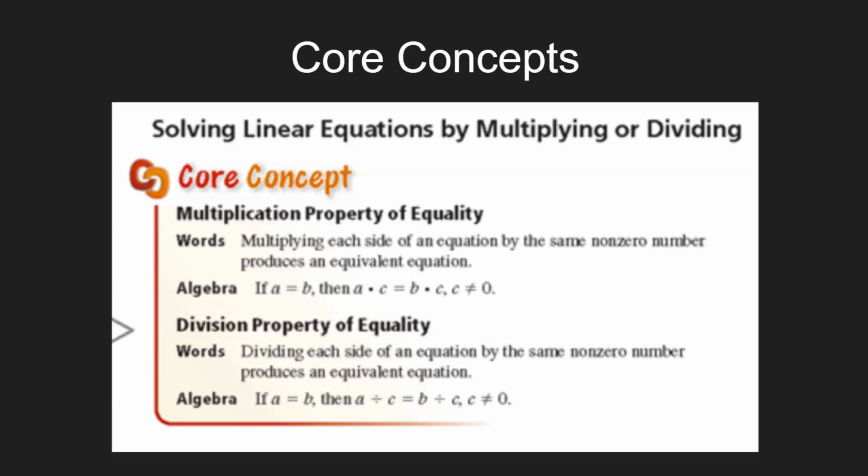The multiplication property of equality. Multiplying each side of an equation by the same non-zero number produces an equivalent equation. The division property of equality. Dividing each side of an equation by the same non-zero number produces an equivalent equation.